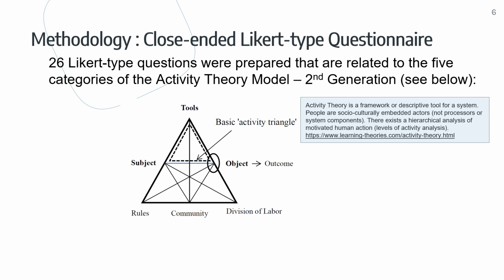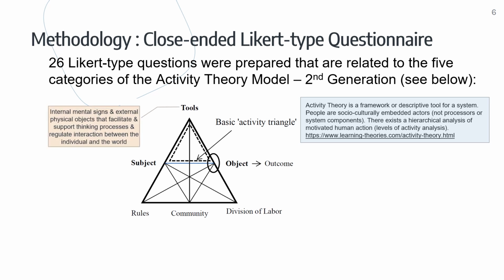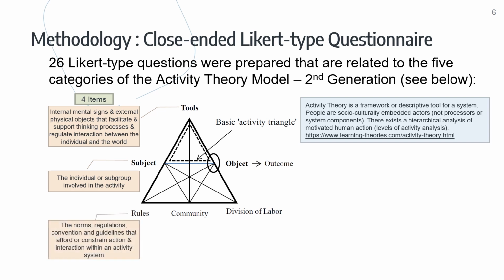Let's look into the different categories of the activity theory model. First, the tools, where the internal mental signs and external physical objects facilitate and support thinking processes and regulate interaction between the individual and the world. There are 4 questions on this category. Next, the subject is the individual or subgroup involved in the activity. Rules are the norms, regulations, conventions, and guidance that afford or constrain action and interaction within an activity system. There are 8 questions for this category.